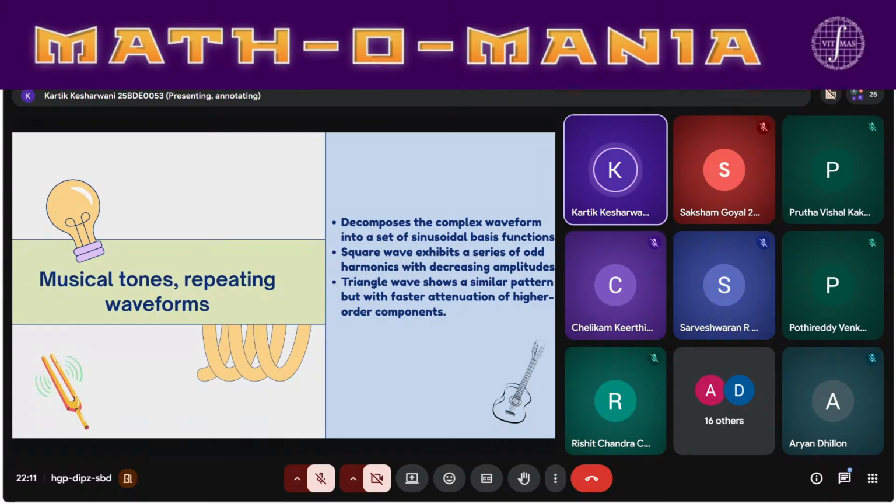When a musical instrument produces a sustained note, it generates a periodic waveform in the time domain, meaning the air pressure variation repeats at regular intervals. The rate of this repetition defines the fundamental frequency, which determines the perceived pitch of the sound.